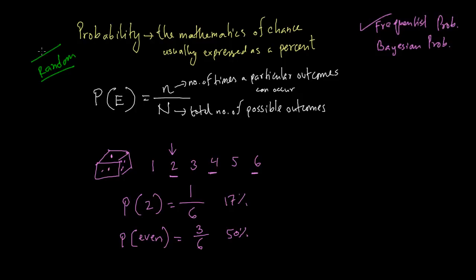So probability is about uncertainty. If we know it, then it is not probability. That is certainty. That is determinism. We already know that. Random. If something is random, what does it mean? You might feel that you know what random is, but random is something that nature does.